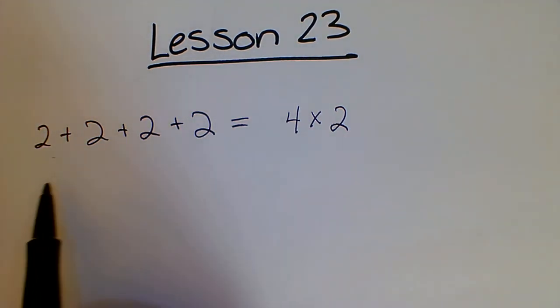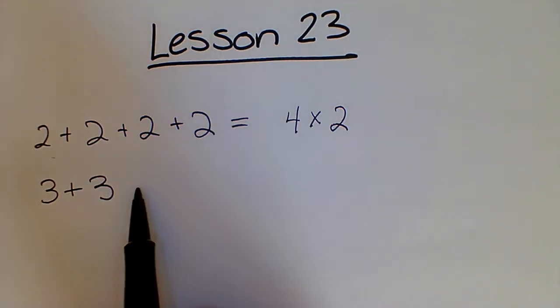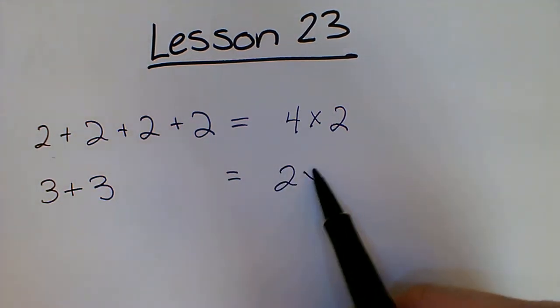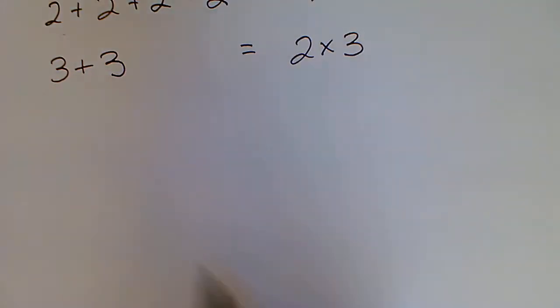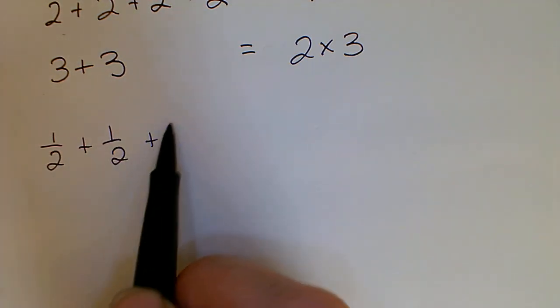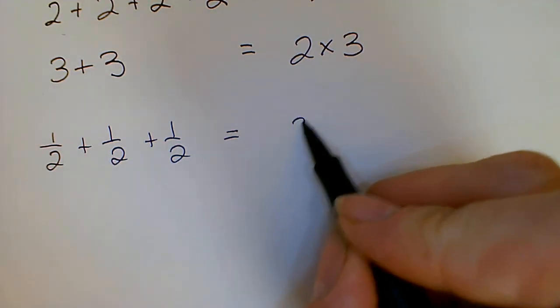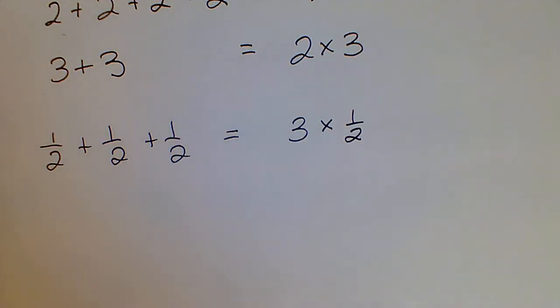Let's do one more of these. Let's do 3 plus 3. And another way to write that would be to say, well, I added 3 2 times, or 2 times 3. We can do the same exact thing when we're working with fractions. So let's say I'm working with 1/2 plus 1/2 plus 1/2. So here I've added 1/2 3 times. Well, another way to say that is 3 times 1/2, or 1/2 3 times. So that's the first concept that I just wanted to review with you.